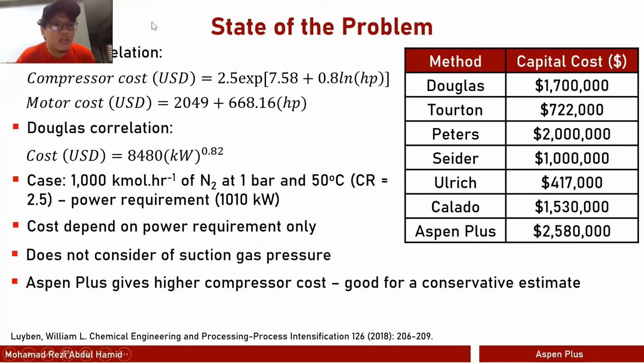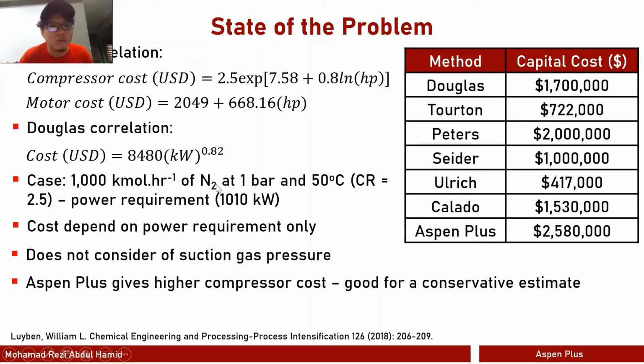To give you an idea, I cannot really see because my video is in front of this sentence, but I think this should be Calado's correlation. Calado's correlation has two equations: a compressor cost, which is this, and a motor cost, which is this equation. The Douglas correlation is basically this equation, 8480 multiplied by the brake horsepower in kilowatts to the power of 0.82. Now, based on the case that the author used, he used 10 kilowatts and put it in this equation.